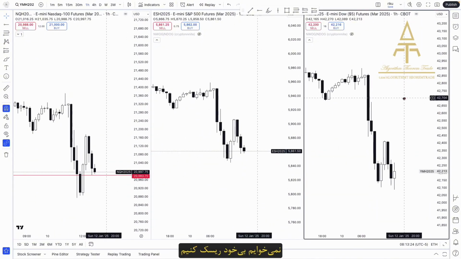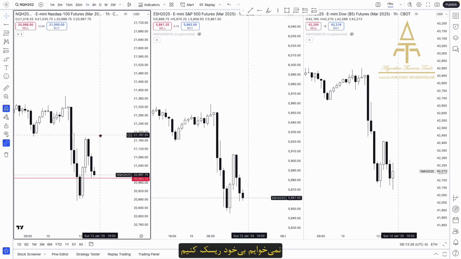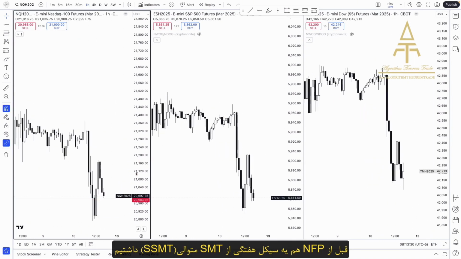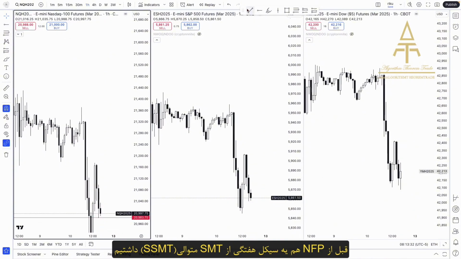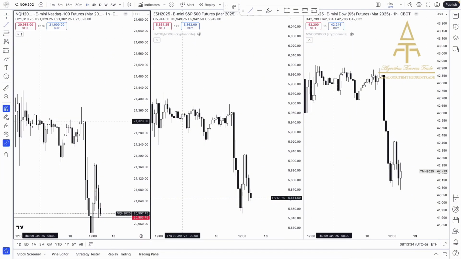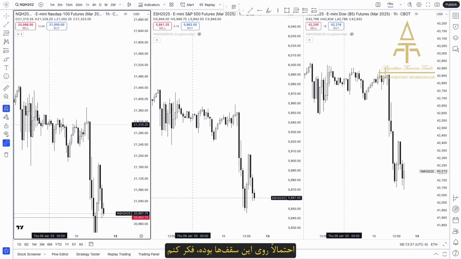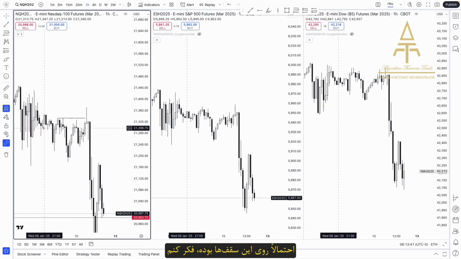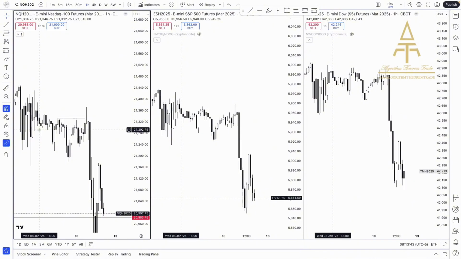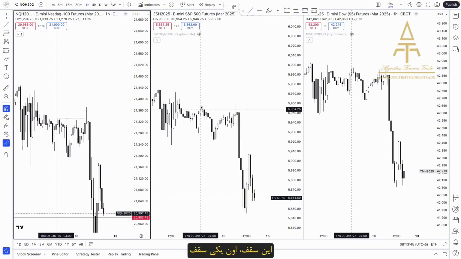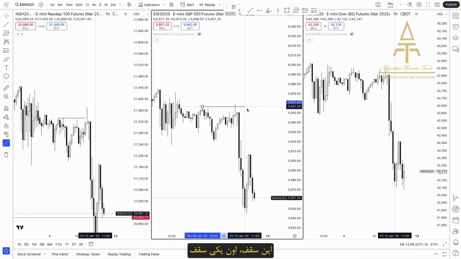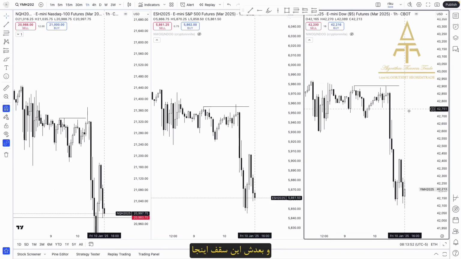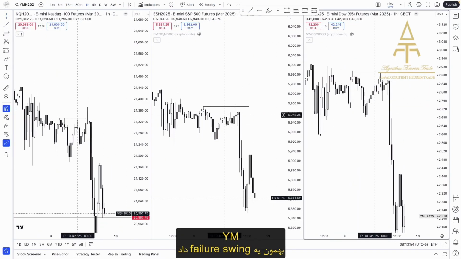We don't want to be risking anything. And before NFP, we had a weekly cycle sequential SMT. Okay, so that would have been on this high, I believe. This high, and then this high here, where YM gave us a failure swing.